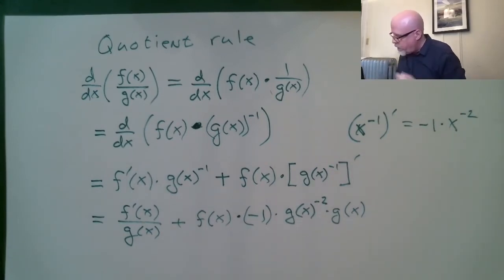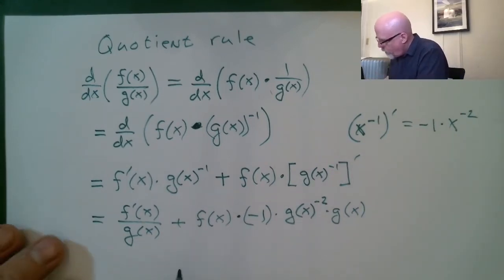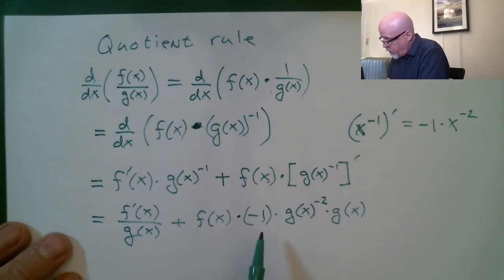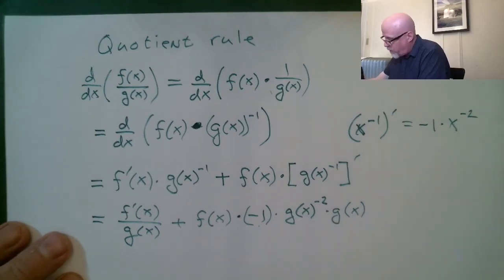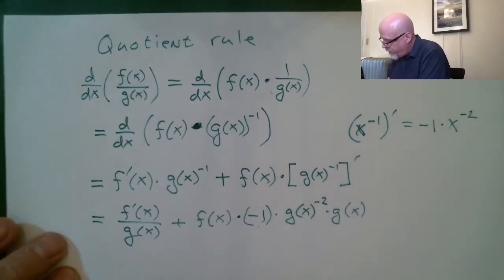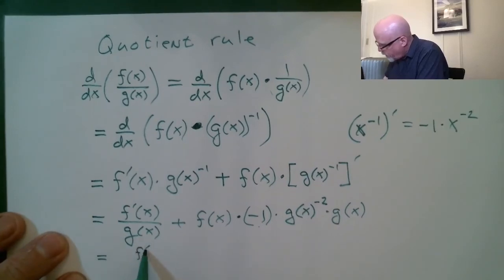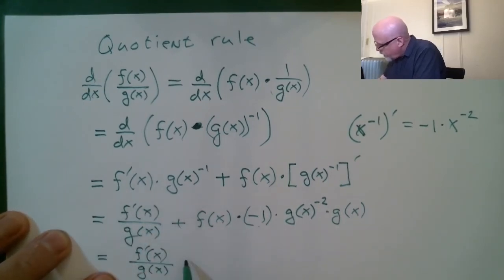I still have some algebra to do. But one thing is, I hope you can now see where the minus sign in the quotient rule comes from. It comes from that negative 1 that came out of the power rule for taking the derivative of the negative first power. I think I'm going to need more paper, but let's go as far as we can on this sheet. F prime of x over g of x is what's in that first term. The subtraction comes from that minus sign.